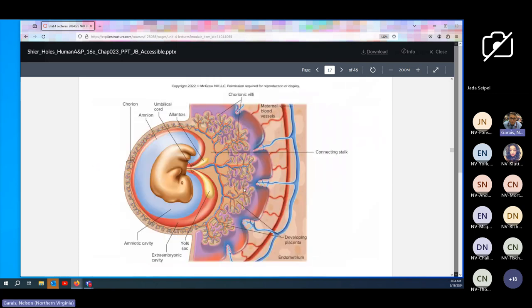And you can see how it connects, and you have the connecting stalk, and you can now see the allantois is going to start forming the umbilical cord. And then, of course, the inner cell mass, which is the future fetus. And then the outer cell mass will be part of the placenta. You can see it's kind of growing already.